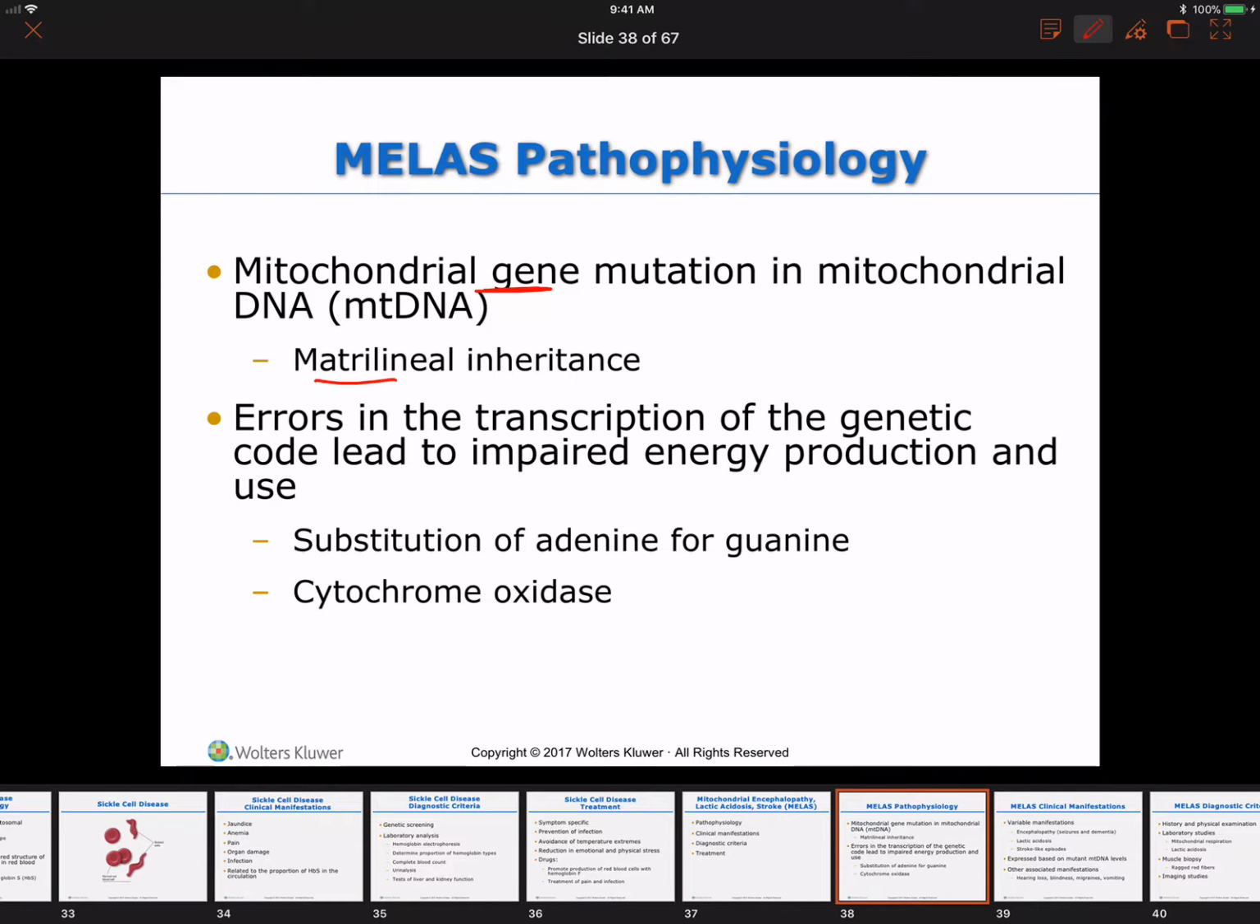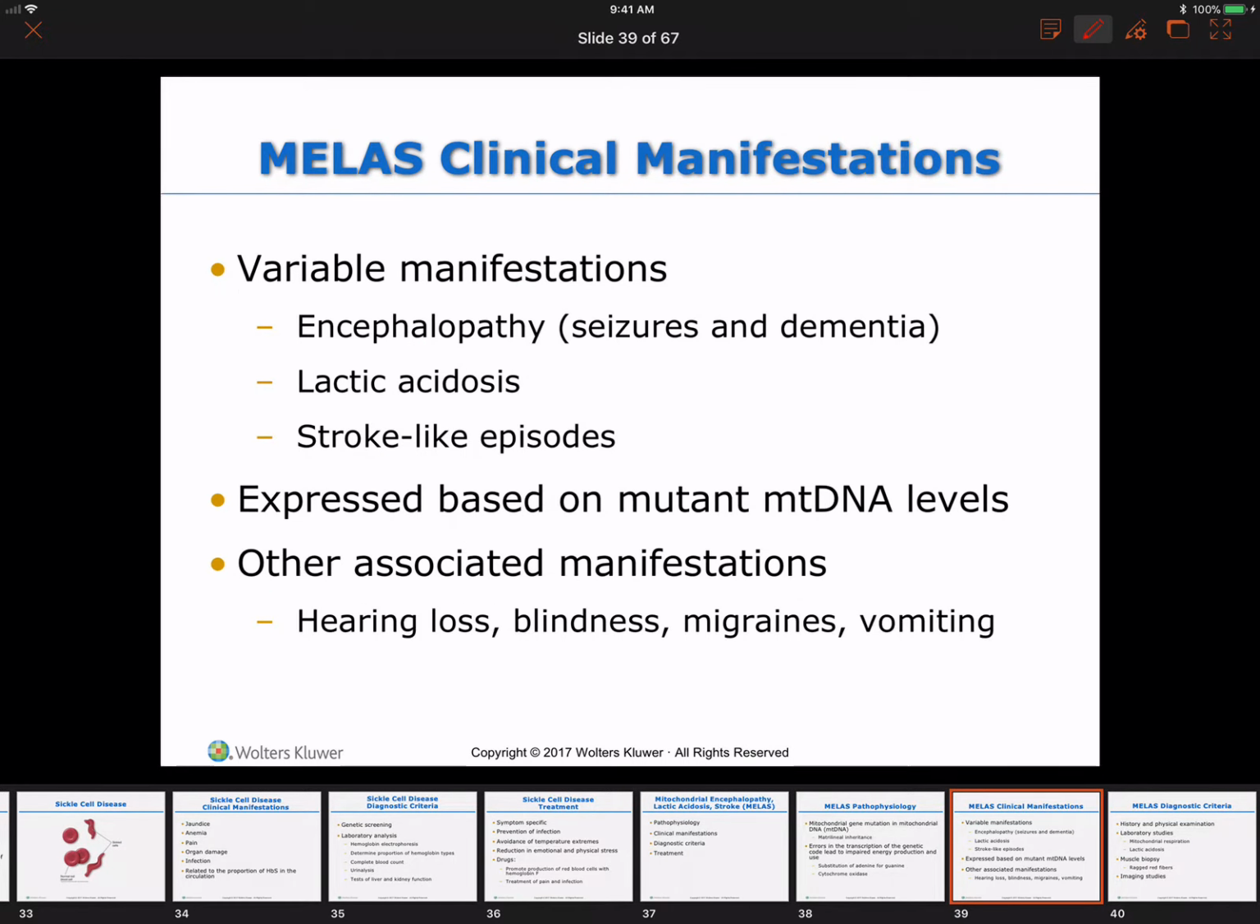We said this is only from the mom's side, and it could result in impairment in energy production and use, either at the level of the nervous tissue or the muscular tissue. So presentation would include seizure, dementia, that's what the encephalopathy is really referring to, lactic acidosis, remember this is when we enter anaerobic pathways, and stroke-like episodes. So really, muscle plus nervous tissue.